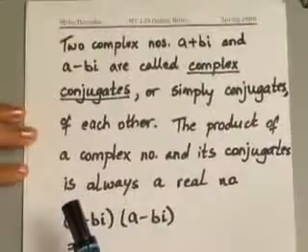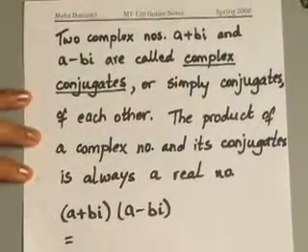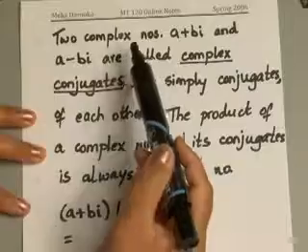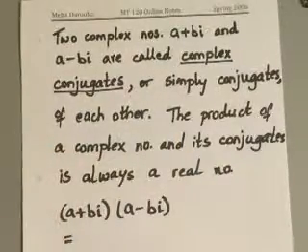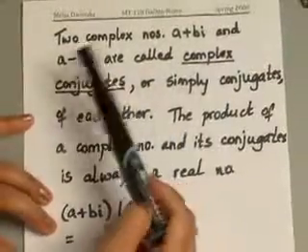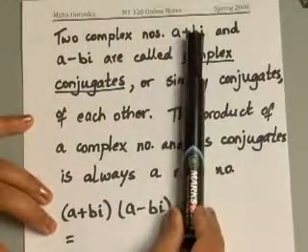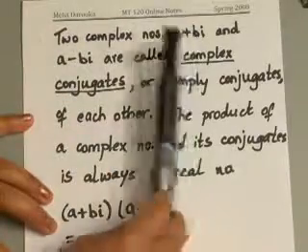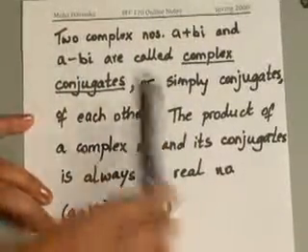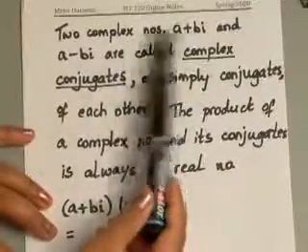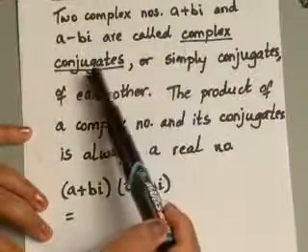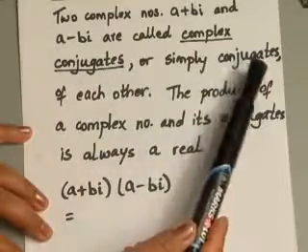Now there's another type of product I want to look at, and this is when you multiply complex conjugates. What do we mean by complex conjugates? Basically, if you take the complex number a plus bi and a minus bi, you will notice that the terms are the same, a and bi, it's only that one is positive and one is negative. So when you have two numbers of this form, you call them complex conjugates, or you can simply call them conjugates.